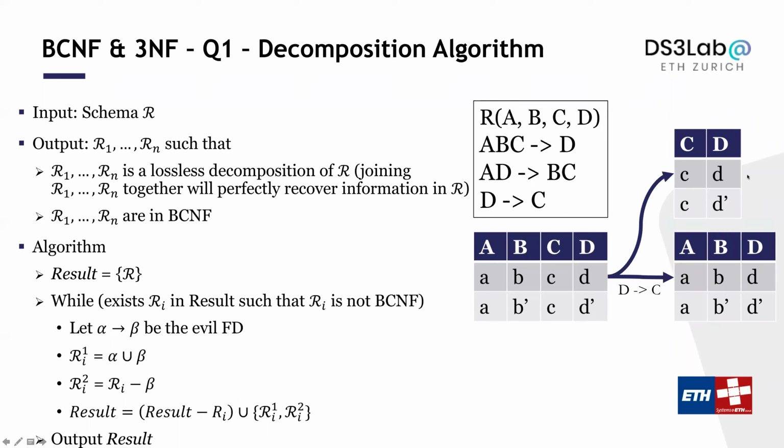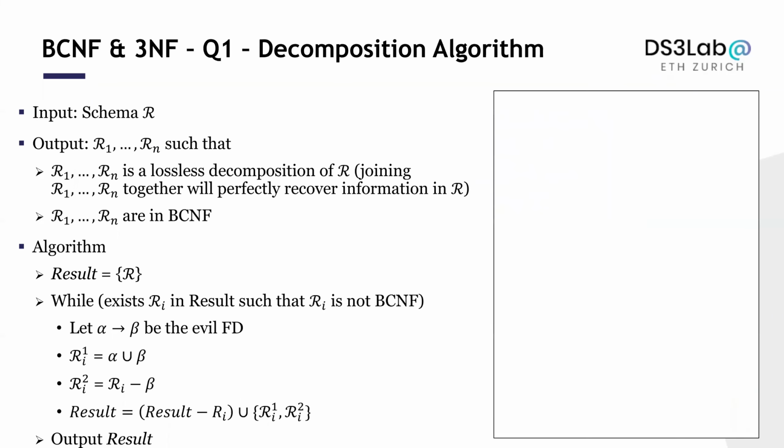This gives you a lossless decomposition of the original relation, meaning that if I join both relations, I will recover perfectly all the information in my input. And second, if you look at each of them, I think in this example, they will already be in BCNF. So this is just one example of one step in the algorithm. And you keep doing this for every single small relation. You keep decomposing them if they are not in BCNF. And once you cannot decompose any of them anymore, you are done. So that's the algorithm.